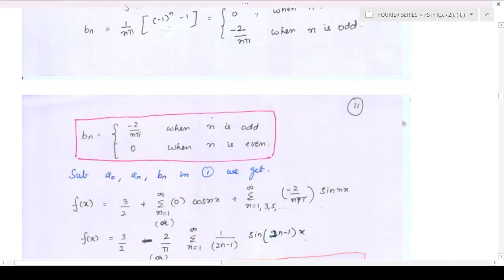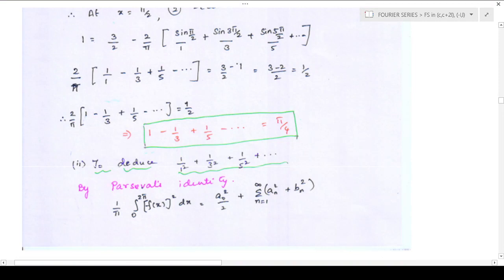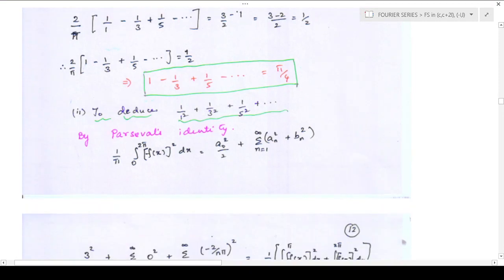Your bn, you have 1 by n, right? Suppose they are having the square of it, asking the square of it, like 1 by 1 square, 1 by 3 square, you have to go for Parseval's identity. If it is 1 by n square in bn, they'll be asking 1 by n power 4 in the deduction part. You understood? So now you have to go for Parseval's identity, children.